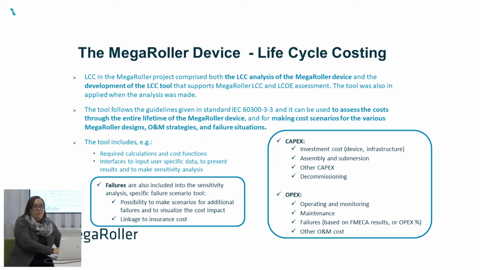there is also a failure module in the tool that is based on the FMECA results, where the most critical failures were identified. In the life cycle cost tool, the direct cost related to work and spare parts of the failures were assessed, and then of course also the lost revenue related to failures, if the failure occurs. And then there are other operation and maintenance costs also.